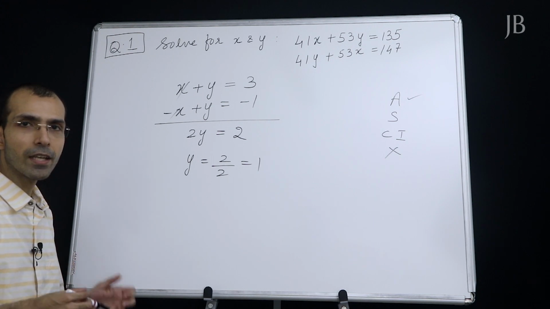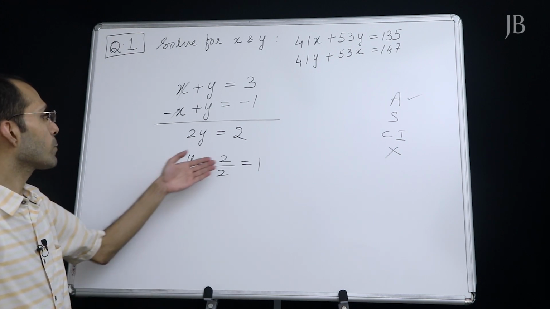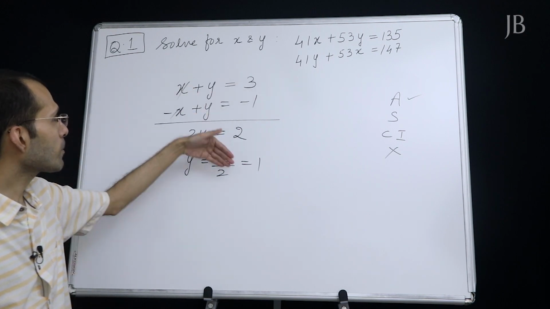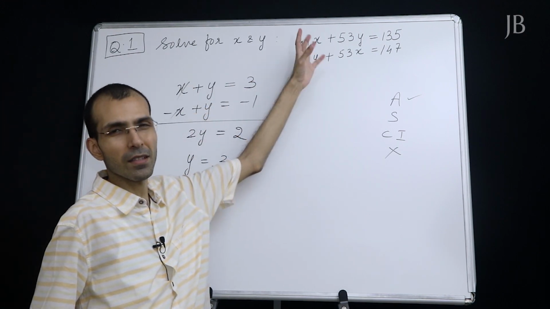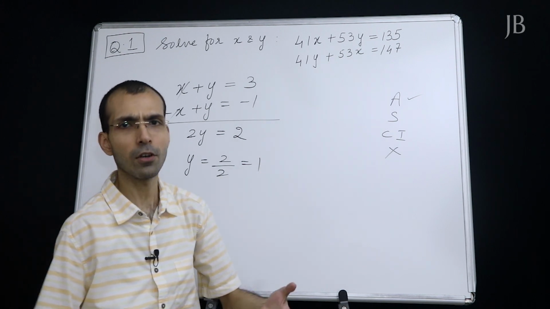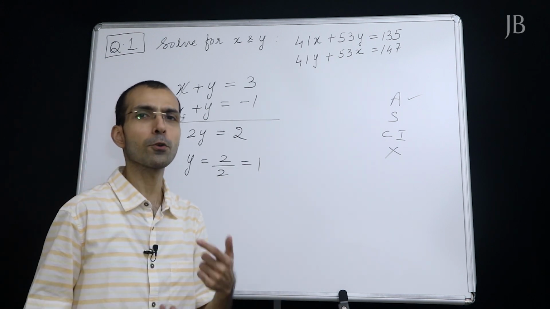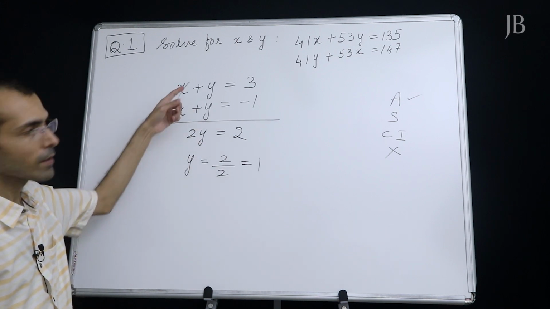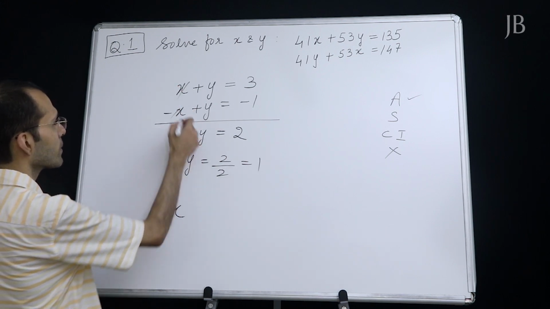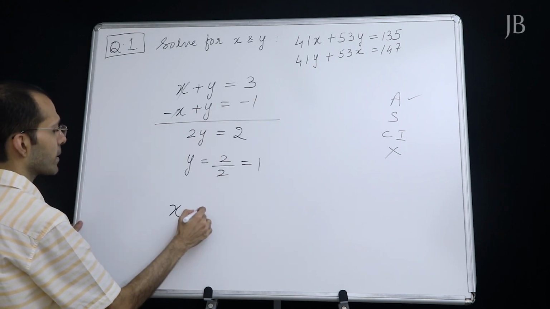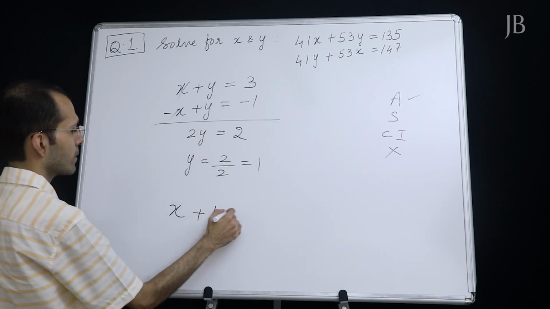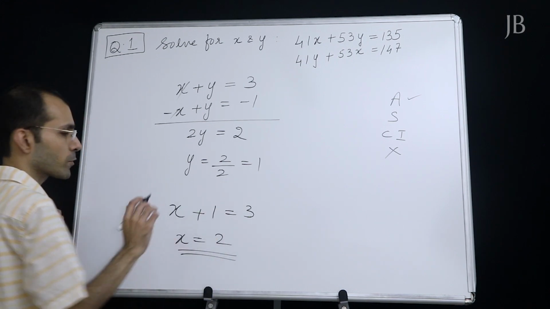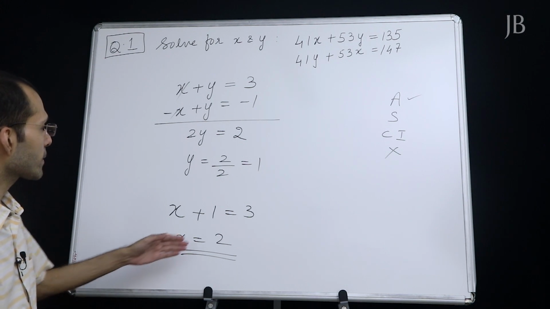But we need to find the value of x. So y equaling 1, we can substitute in either of these equations. Do not put it in the original equation. The numbers are quite big. If you put it, nothing wrong, but it will take time and it is more prone to errors. So better put y equaling 1 in this equation, or the lower one, x plus y is 1? So x will be 3 minus 1, that is 2. Fine. So x is 2.